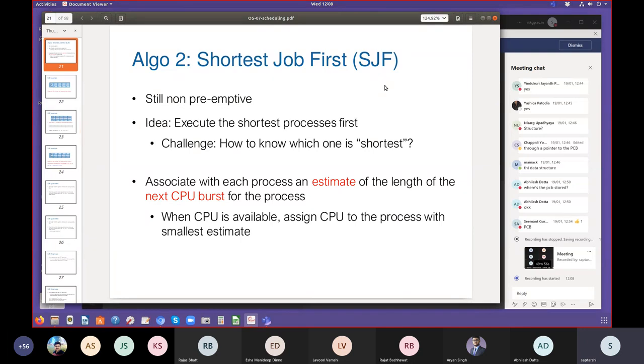Okay, so we are discussing these scheduling algorithms, and we have discussed two algorithms till now. One is first come first serve, and the other is shortest job first. In shortest job first, if there are multiple processes waiting, the scheduler has to decide which process to schedule, and the process which has the shortest CPU burst will be executed, or allocated the CPU.